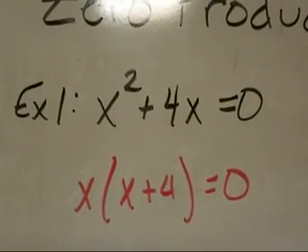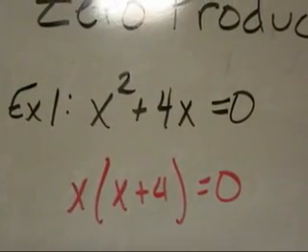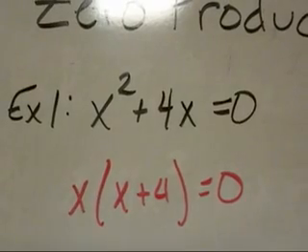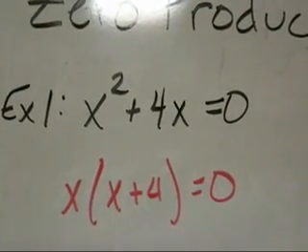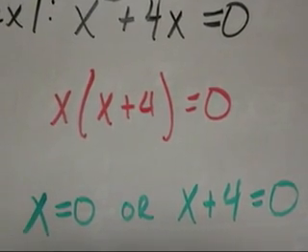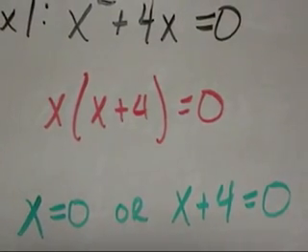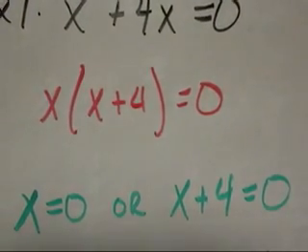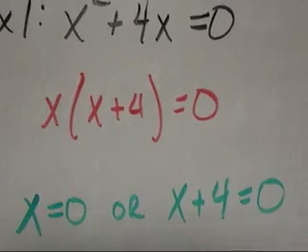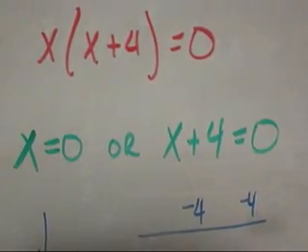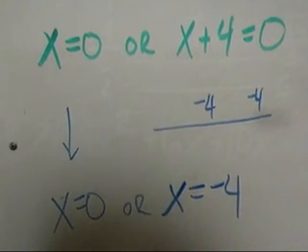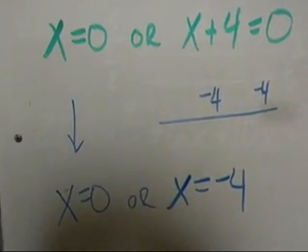Well, the zero product property tells me that the only way I'm going to multiply and get 0 is if I have 0 in my problem. So either the x has to be equal to 0, or the x plus 4 portion has to be equal to 0. Well, if x equals 0, then x equals 0. There's nothing to solve. But on the right-hand side, if x plus 4 equals 0, in order to get the x alone, I'm going to have to subtract 4 from both sides, which means that for that answer, the x could be negative 4. So I have two answers, x equals 0 or x equals negative 4.